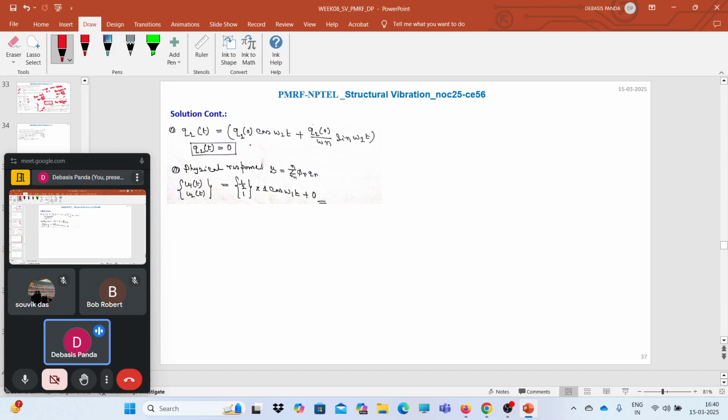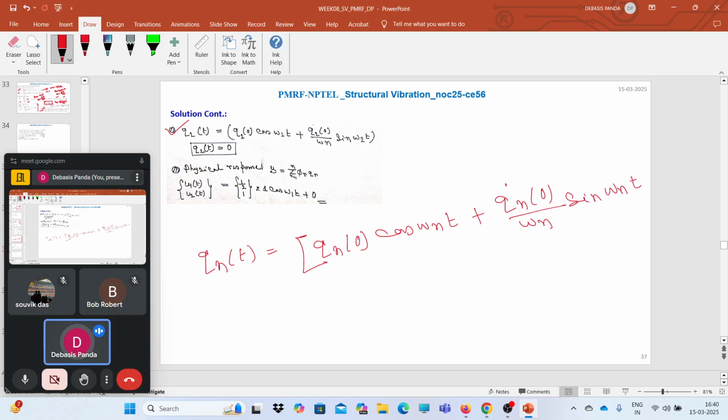And for the rest of the system, say q2, you can also find the solution in a similar way. That means you need to find the q2 value first, the modal participation factor. Then you need to formulate this equation: q2 is equal to q2 of 0 cos omega 2 t plus q2 dot 0 by omega 2 sin omega 2 t. That means corresponding to the second degree of freedom. If you have a multiple degree of freedom system, the general equation for qn of t will look like qn of 0 cos omega n t plus qn dot of 0 by omega n sin omega n t.